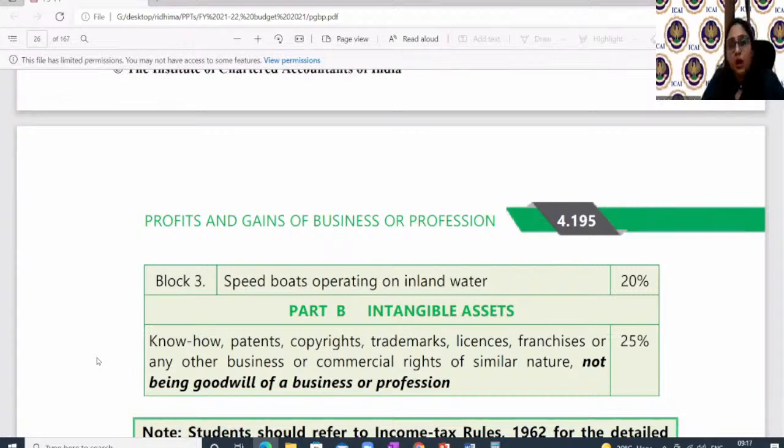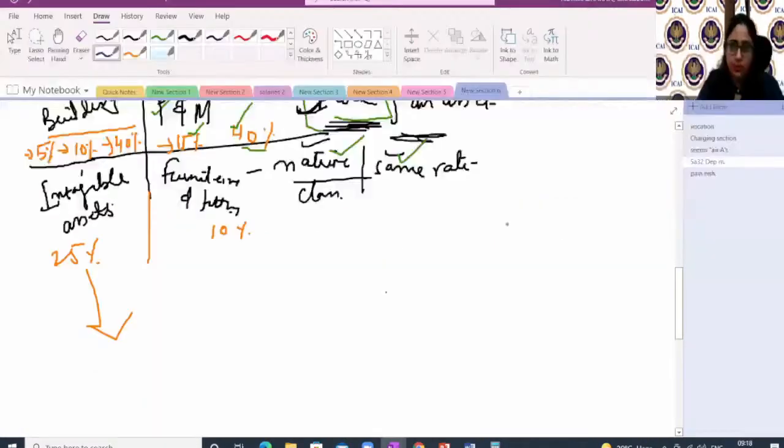goodwill earlier used to be a part of intangible assets, but very important for you. Goodwill is no more intangible assets, no depreciation is allowed. There is a retrospective amendment. It came from Finance Act 2021. The amendment came, but it was applicable from your previous year 2021. So intangible assets में goodwill is no more part of the asset, so goodwill would never be considered as an asset. Clear? So अब ये part तो clear हो गया.